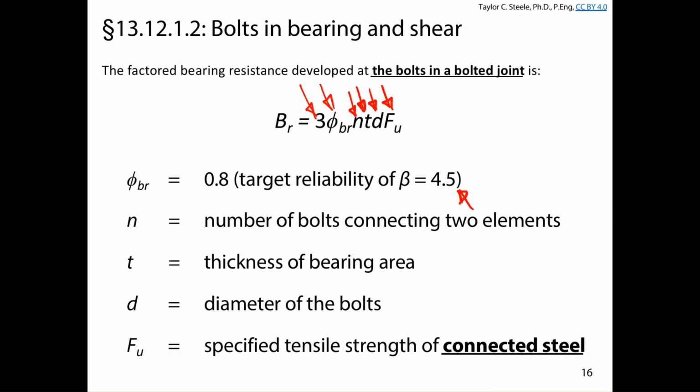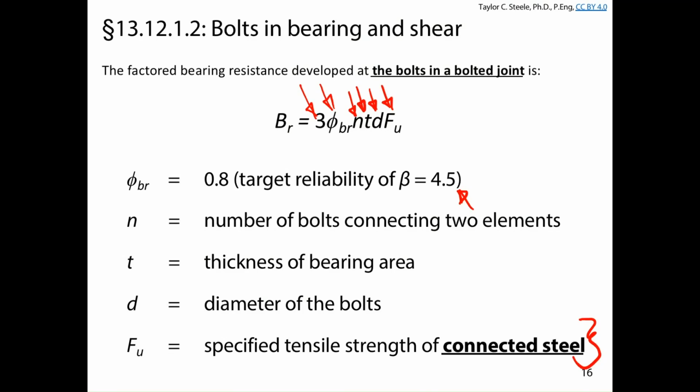It's very important here to note that this is the ultimate strength of the connected steel, because we're going to see in a minute an expression for the strength of the bolts that is based on another FU, and that FU is the strength of the bolts. Every single year I say at the front of this class, don't forget that when you're doing bearing, it's the strength of the actual tension member. When you're doing bolts in shear, it's the strength of the bolts themselves.